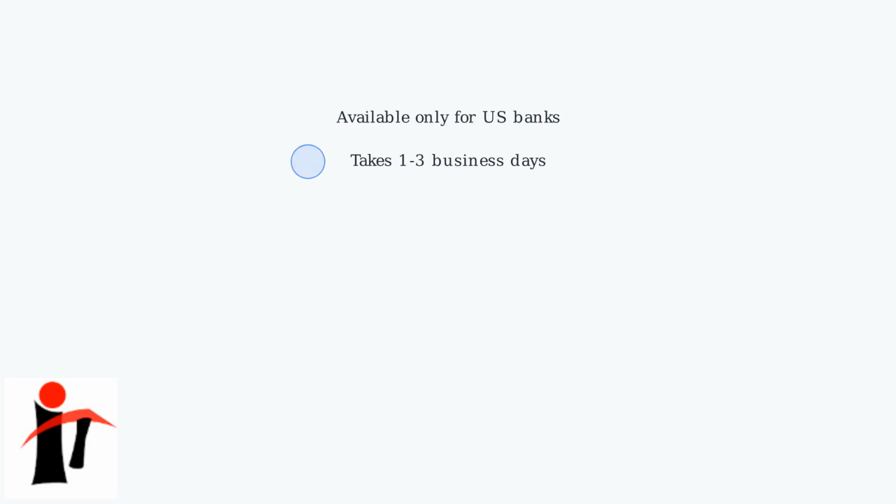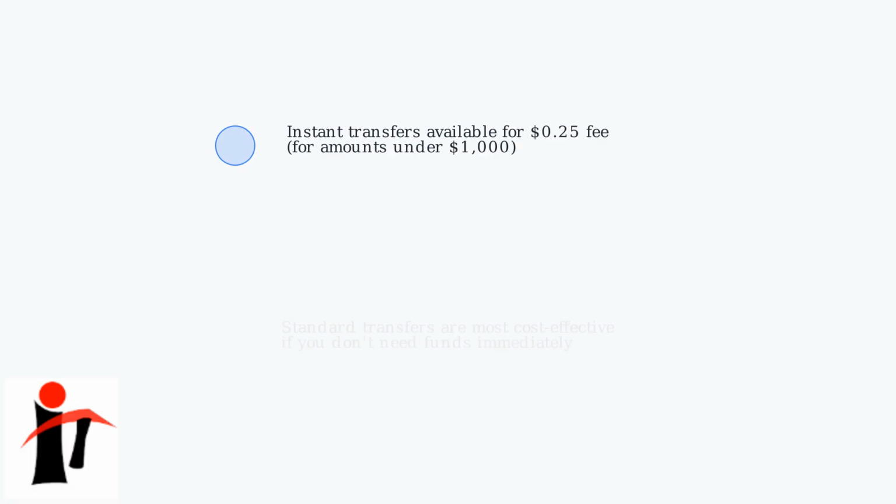Standard transfers are only available for U.S. banks. Transfers can take 1 to 3 business days, so plan accordingly. While instant transfers are available for a fee of 25 cents for amounts under $1,000, standard transfers are the most cost-effective option if you don't need the money immediately.